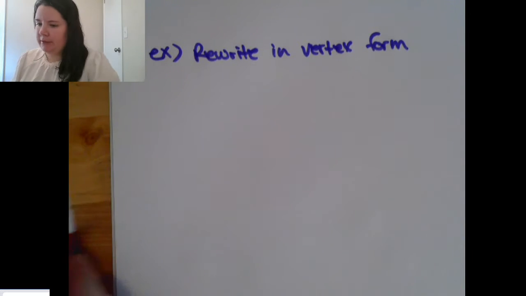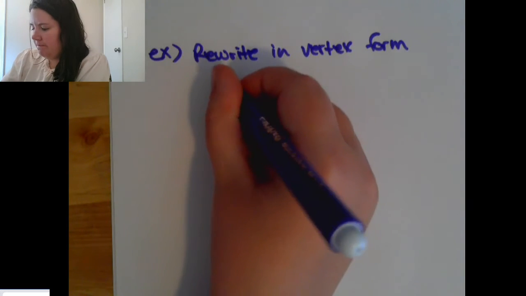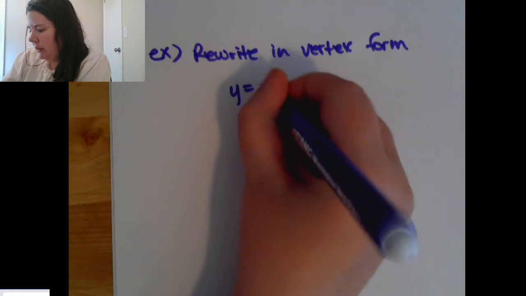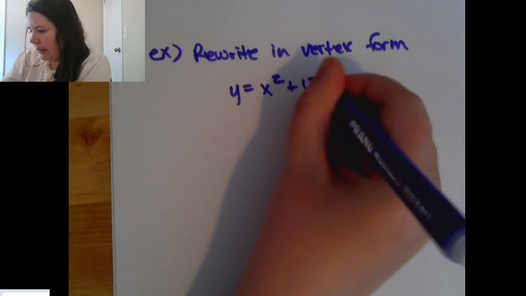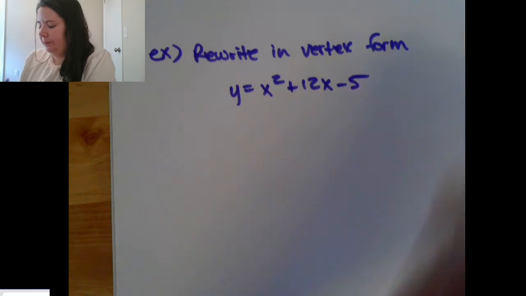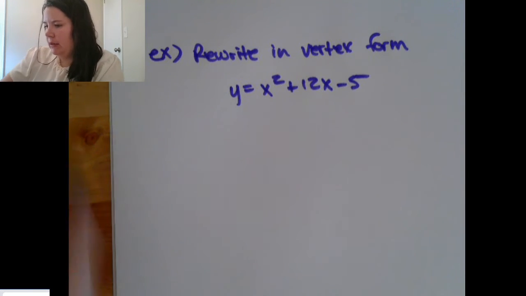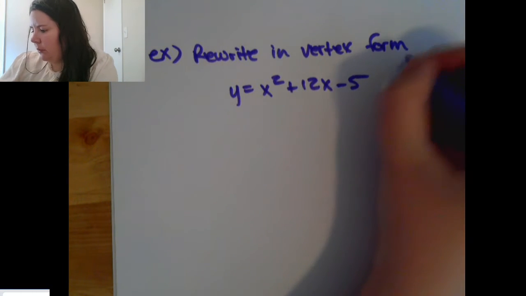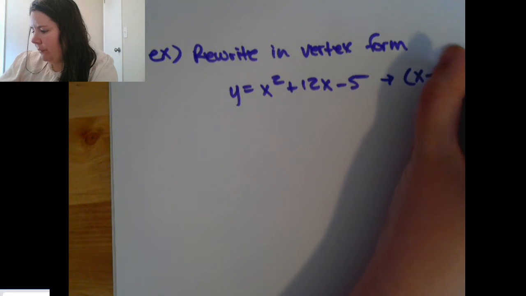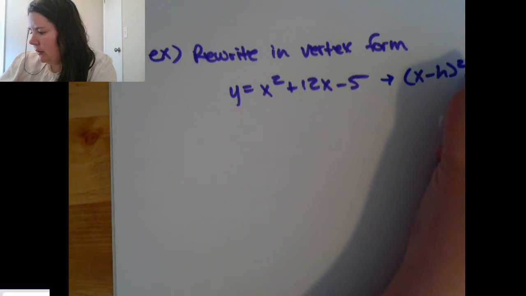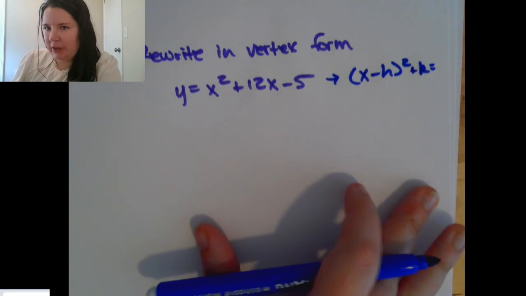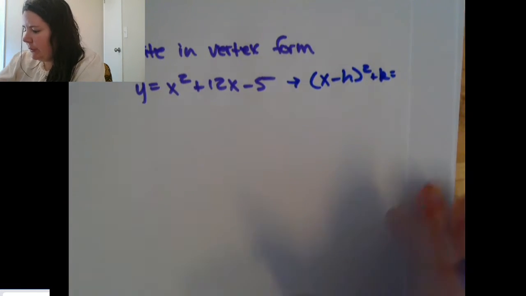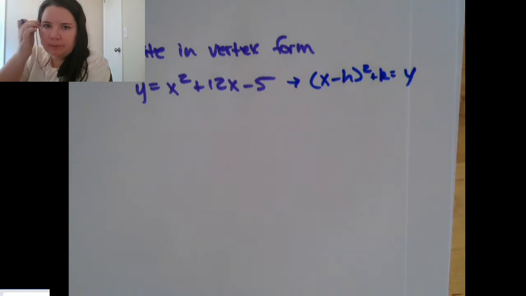To rewrite in vertex form, I'm given this. y equals x squared plus 12x minus 5. And I'm told to rewrite this in vertex form. So we're going to take this and we're going to make it so that we have a perfect square piece, a perfect square piece with some number, some constant.